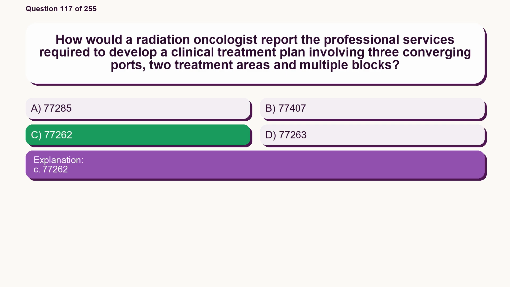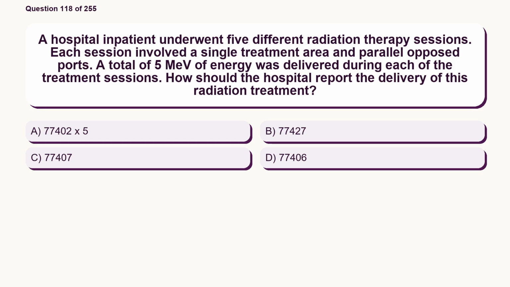Question 118. A hospital inpatient underwent 5 different radiation therapy sessions. Each session involved a single treatment area and parallel opposed ports. A total of 5 MeV of energy was delivered during each of the treatment sessions. How should the hospital report the delivery of this radiation treatment? Option A, 77402 x 5. Option B, 77427. Option C, 77407. Option D, 77406. The correct answer is option A, 77402 x 5.